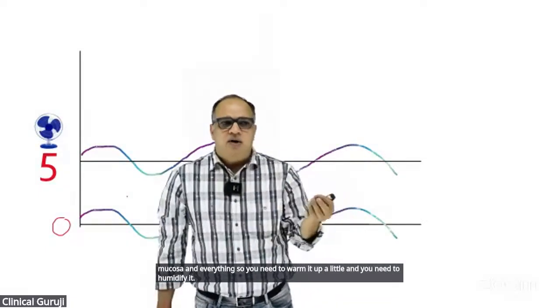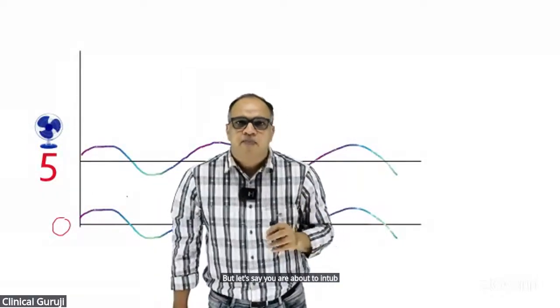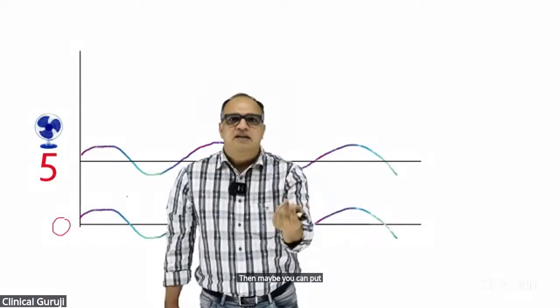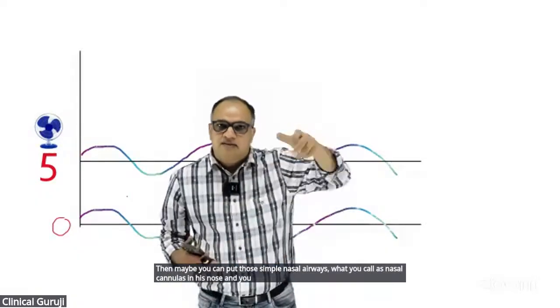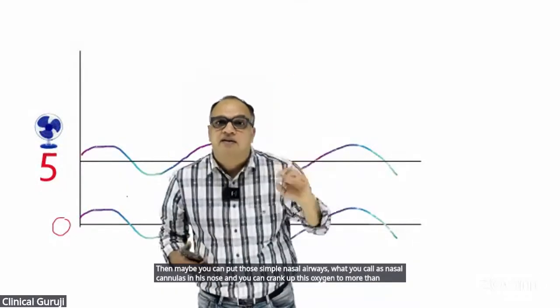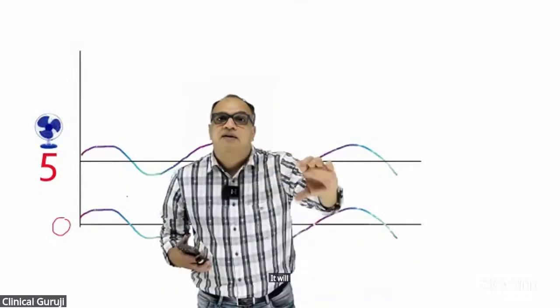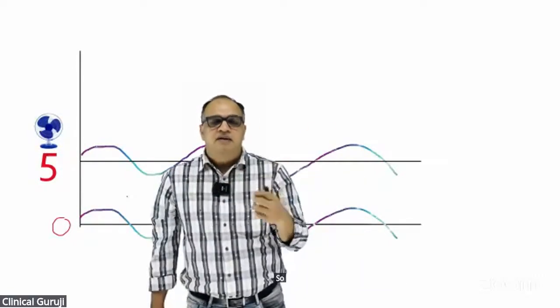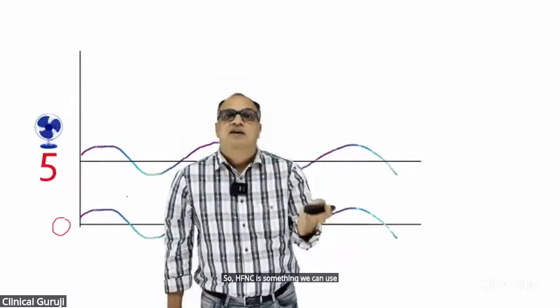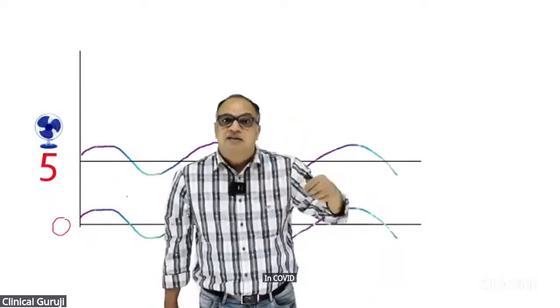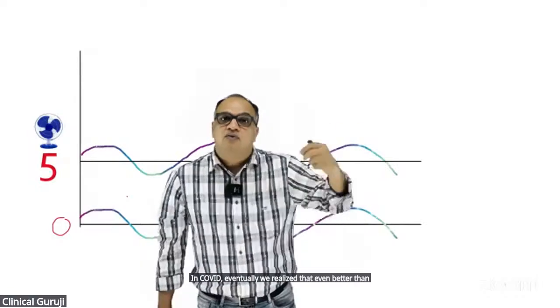But let's say you are about to intubate a difficult patient, then maybe you can put simple nasal cannulas in his nose, and you can crank up the oxygen to more than 15, 20, 25 liters. It will increase your apnea time. It will give you more time for intubation because it will act as an HFNC. So HFNC is something we can use for oxygenation and for ventilation. It comes without the risks of barotrauma and volutrauma. In COVID, eventually we realized that even better than mechanical ventilation was HFNC.